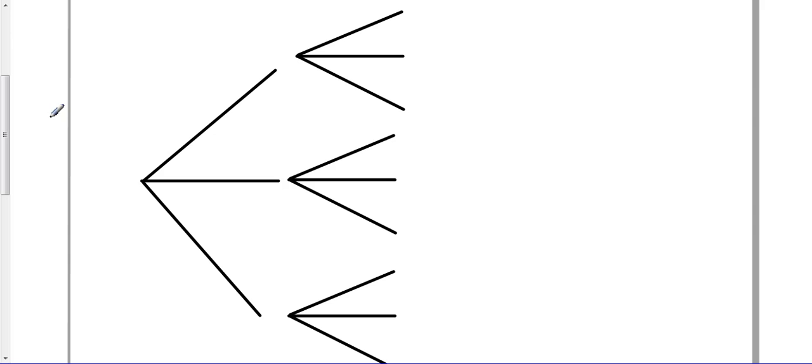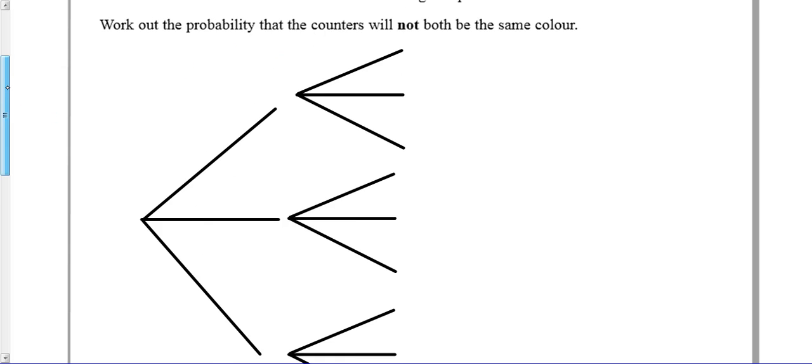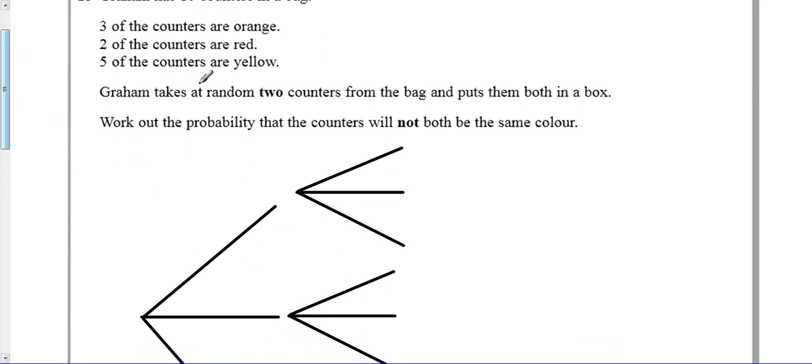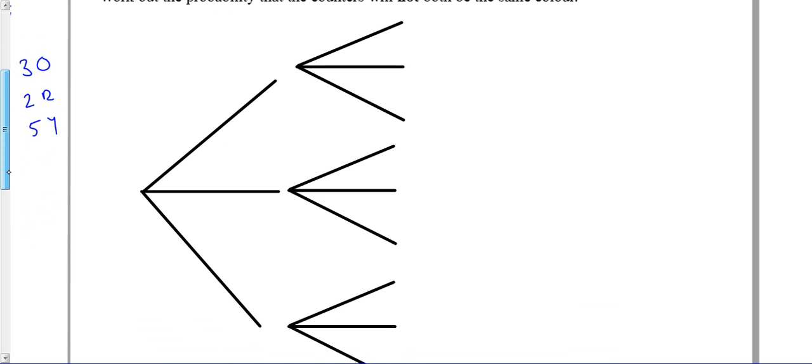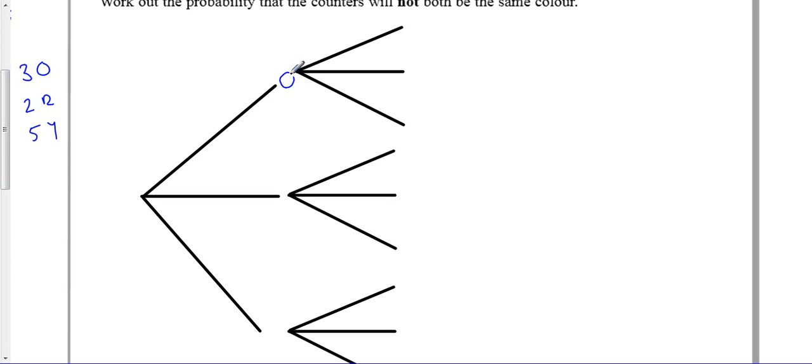Okay, so this is a chance of picking, well, let's write down over here. We've got 3 orange, we've got 2 red, and we've got 5 yellow. So the chance of picking an orange on the first go is 3 out of 10. Chance of picking a red is 2 out of 10, and the chance of picking a yellow is 5 out of 10. I'm going to leave it as tenths, even though I could simplify this one and this one.